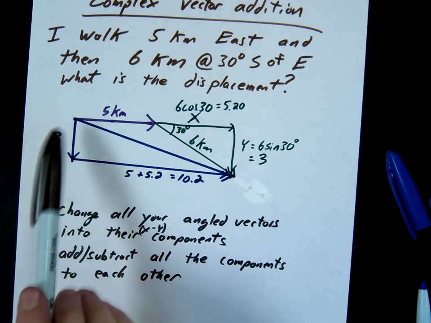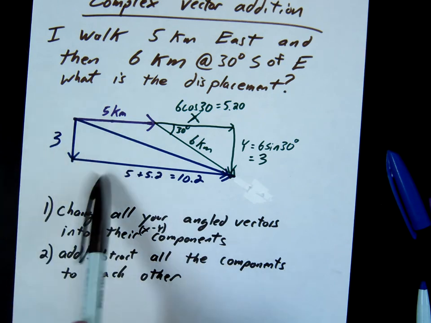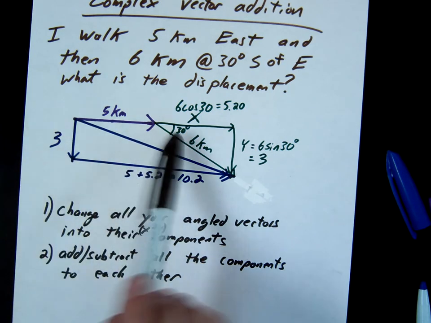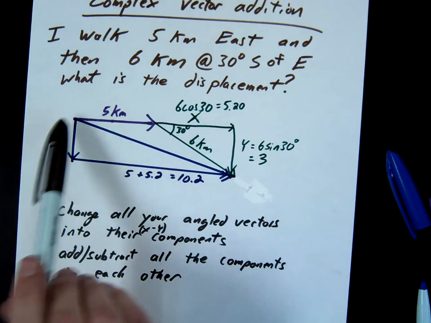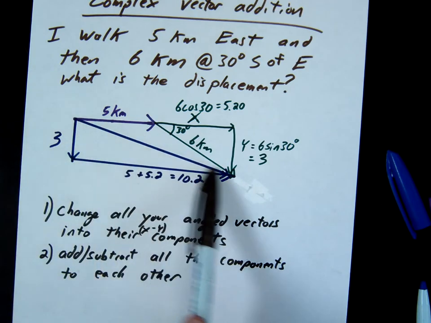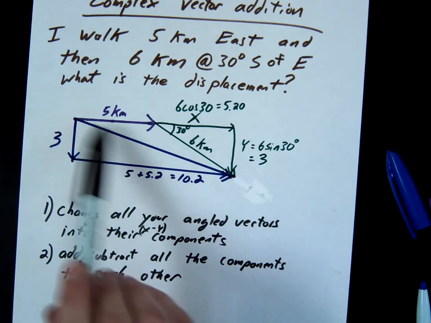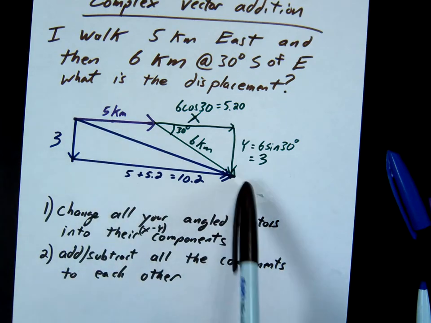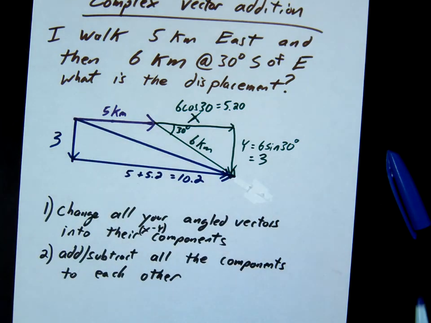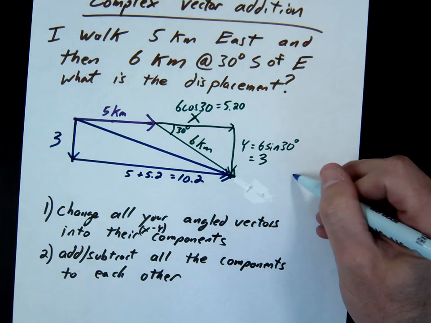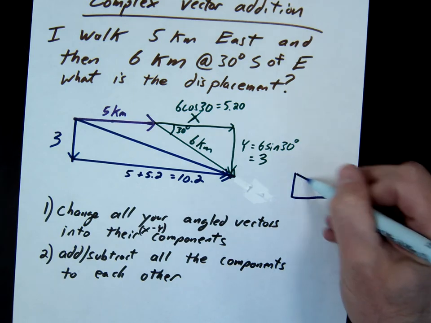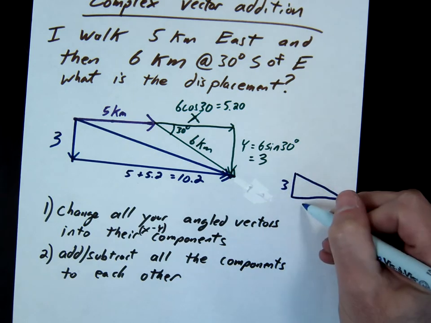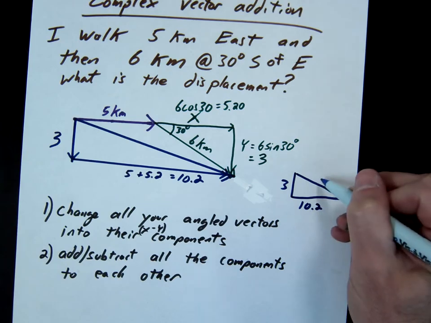Okay, so remember, we're looking for this blue triangle here because why? Ultimately, what are we trying to find out? This hypotenuse of this blue triangle, right? And so the blue triangle, essentially, if I pull it out to the side, looks like this, where this is 3, and this is 10.2, and now we can find our C.